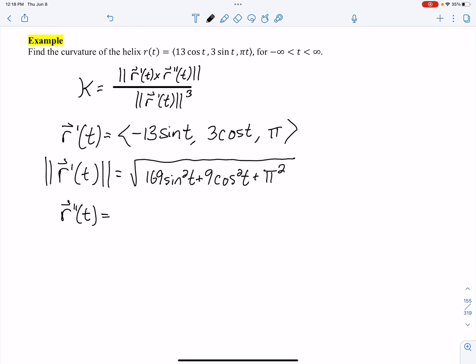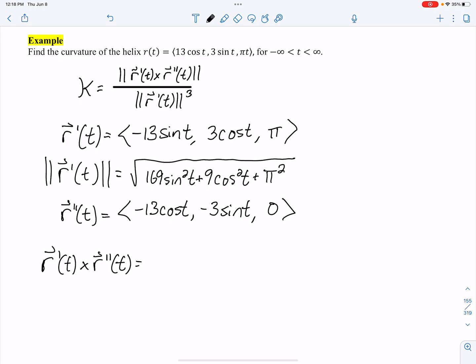Okay, r double prime of t is going to be negative 13 cosine t, and then negative 3 sine t, and then 0. All right, I want to cross those. All right, so I got i, j, k, and then we got negative 13 sine t, 3 cosine t, pi, negative 13 cosine t, minus 3 sine t, 0.